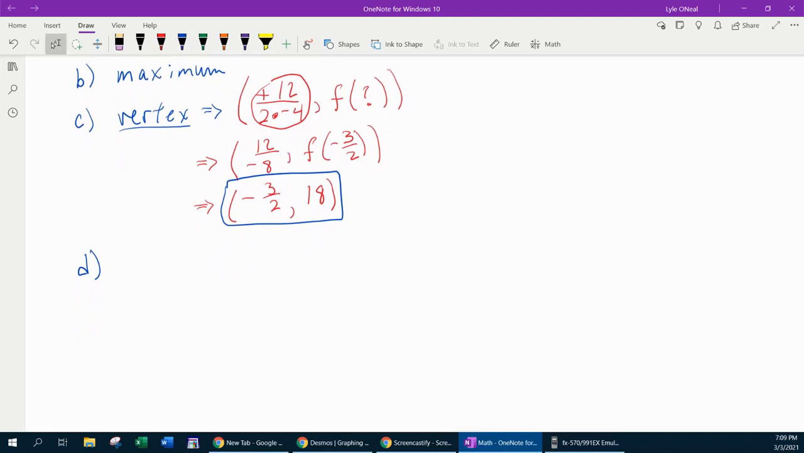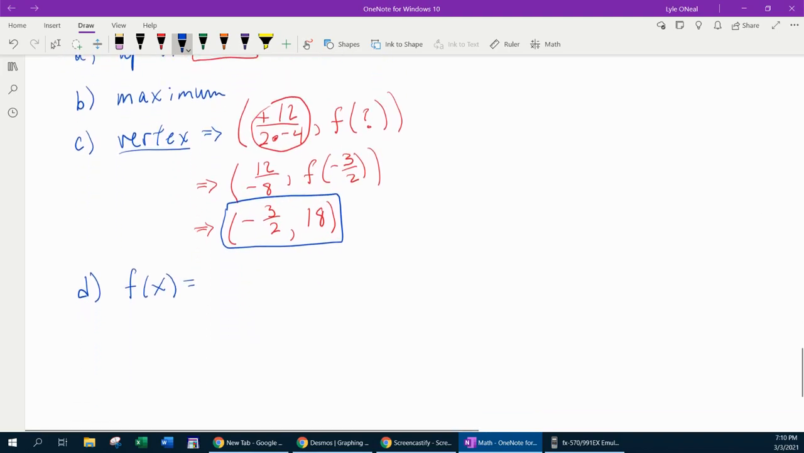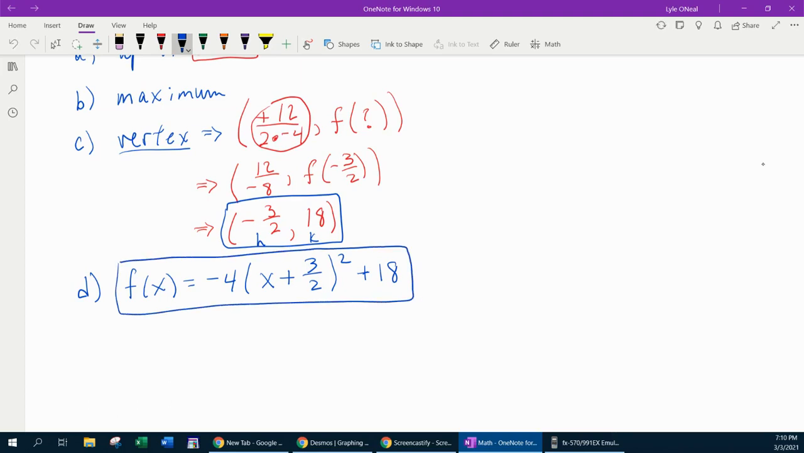Let's go ahead and write the vertex form now that we have the vertex. So the vertex form is f of x equals a, which is negative 4, parentheses, x minus h. H is the x-coordinate of the vertex. And if it's minus a negative, that'll make it a positive. So plus 3/2. Don't forget the squared. Plus k. And k is the y-coordinate of the vertex. So plus 18. That is going to give us the vertex form of the function.